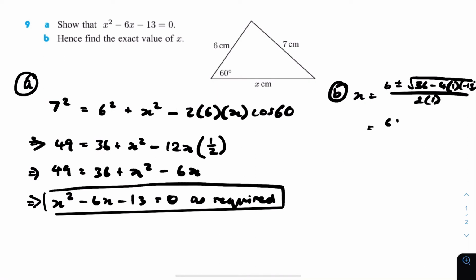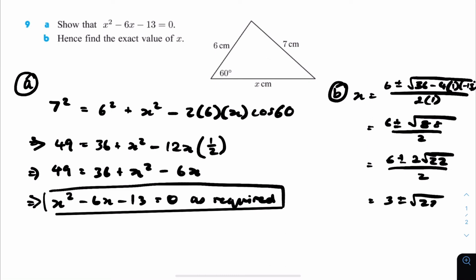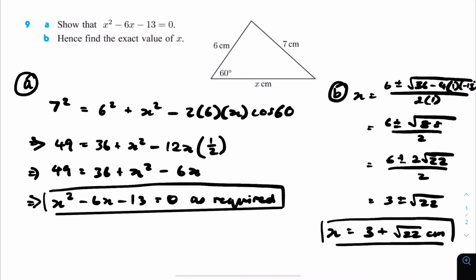Which gives us 6 plus minus root 88 over 2, which is equal to 6 plus minus 2 root 22 over 2, which is equal to 3 plus minus root 22. However, the negative value can immediately be rejected because x cannot be a negative value. It's a positive length. So our answer is x is equal to 3 plus root 22 cm. And since they told us to leave it in the exact form, we do not need to use a calculator to make this a decimal.